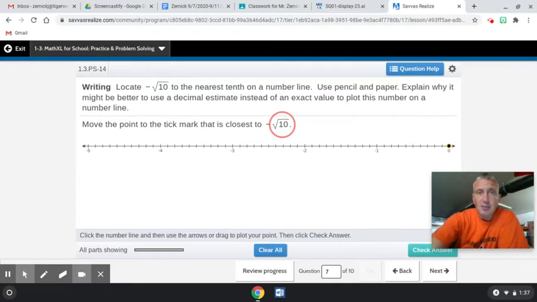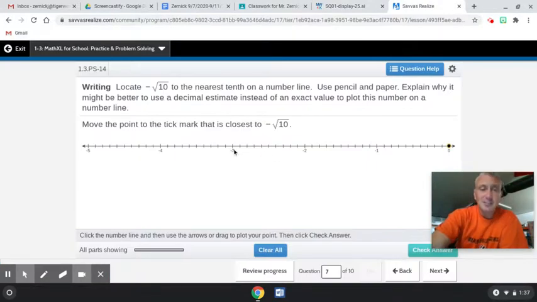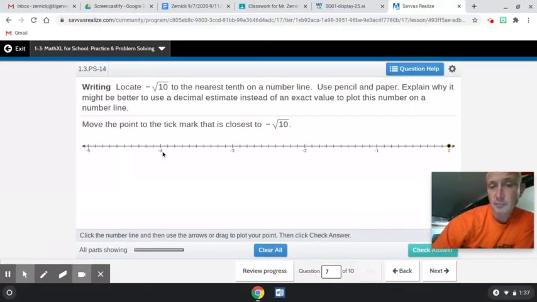So you want to figure out what the square root of 10 is very close to, or what two whole numbers it is between. If you look at this, the square root of 10 is between the square root of 9 and the square root of 16. I know it's very close to the whole number 3, but it's between 3 and 4. So when you look at this and it's negative, I know that this is between negative 3 and negative 4. And I know that the square root of 10 is very close to the square root of 9, so it's well below 3.5.